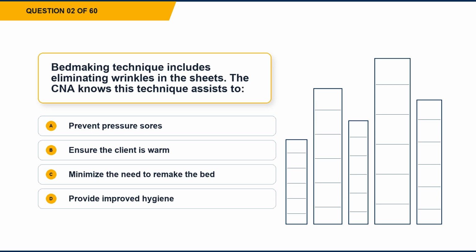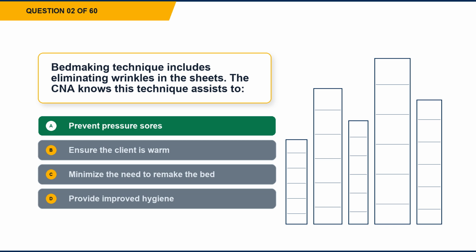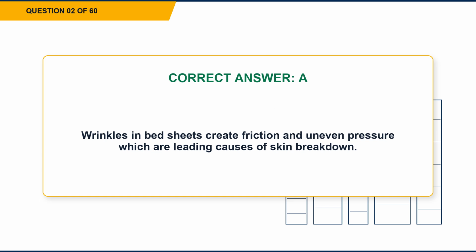Question 2. Bed-making technique includes eliminating wrinkles in the sheets. The CNA knows this technique assists to: Option A, prevent pressure sores. Option B, ensure the client is warm. Option C, minimize the need to remake the bed. Option D, provide improved hygiene. The correct answer is option A, prevent pressure sores. Explanation: wrinkles in bed sheets create friction and uneven pressure, which are leading causes of skin breakdown.